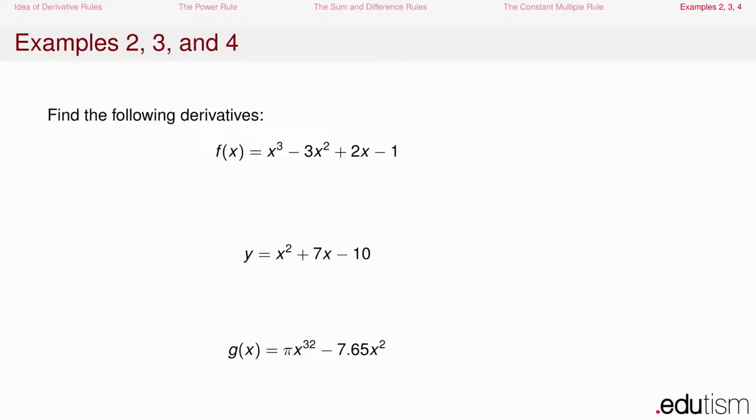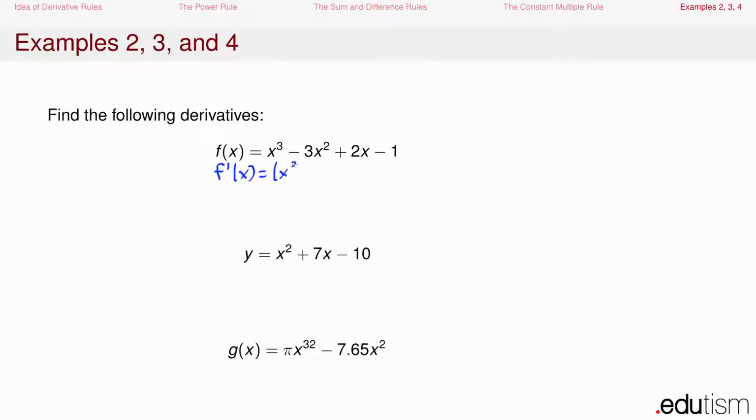I will finish off this lesson with 3 examples of polynomial functions and finding their derivatives. The first function I'm going to find the derivative of is f of x is x cubed minus 3x squared plus 2x minus 1. The first step is to use the sum and difference rules to take the derivative of each part of this function separately.